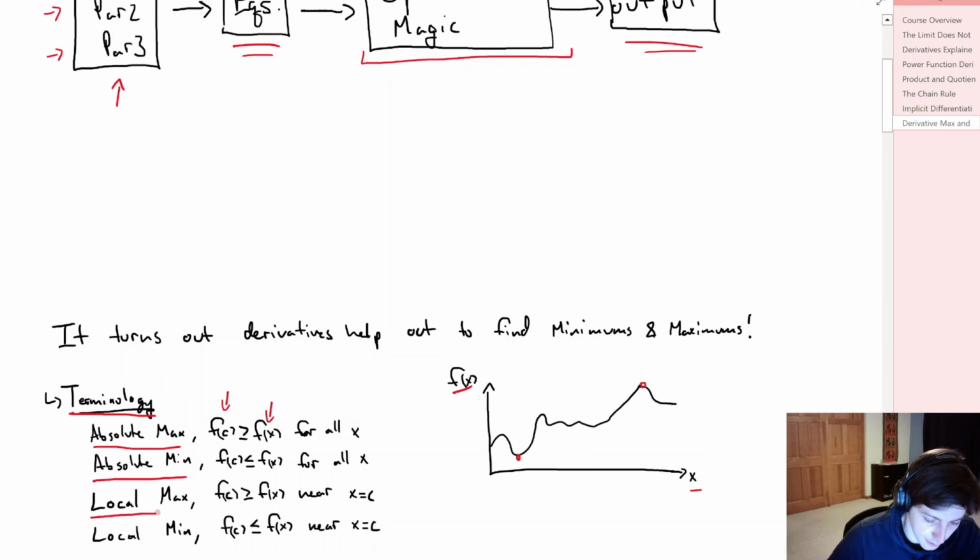And then we can have our local maximum and local minimum. We represent that as some maximum or minimum value near some point. But this local maximum is not greater than the absolute maximum.